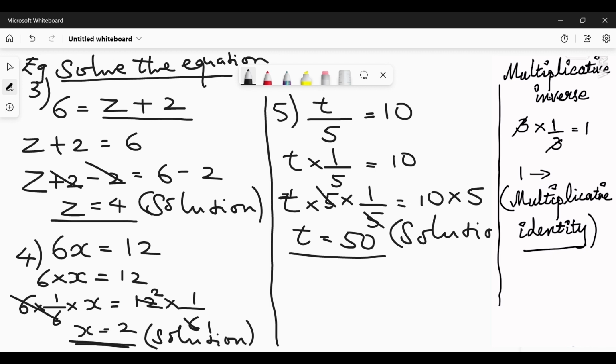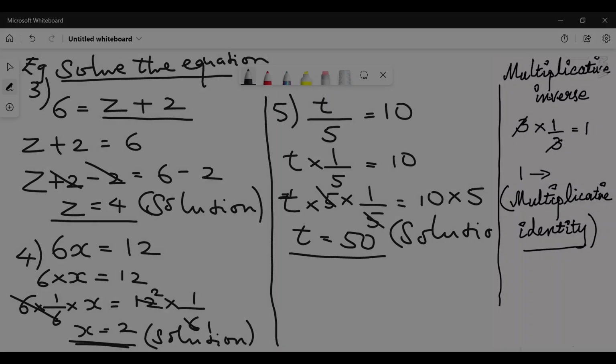So hope you are able to understand these three examples I did in 3 different types of questions: one is addition, bringing in the additive inverse, the other is multiplication, and the third is division. I think these 3 basic problems would have helped you understand the basic concepts of solving linear equations.